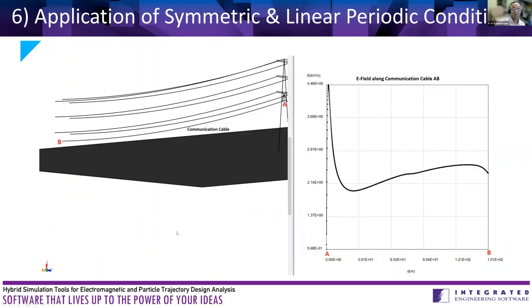Next, I will show you along the communication cable in the same model. This is the communication cable. So from A to B, the field is like this. As mentioned before, near A, you have something like 4.46 kilovolt per meter. In the middle, it has come down to close to 2.2. So in the middle, you will have half the electric field of what you find near the pole.